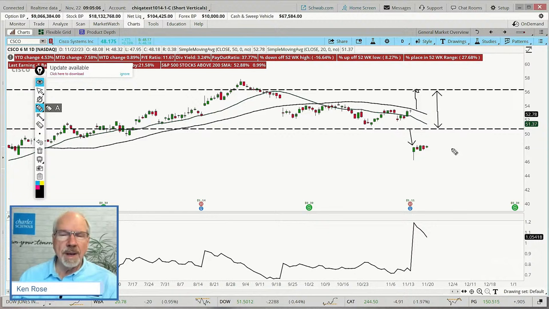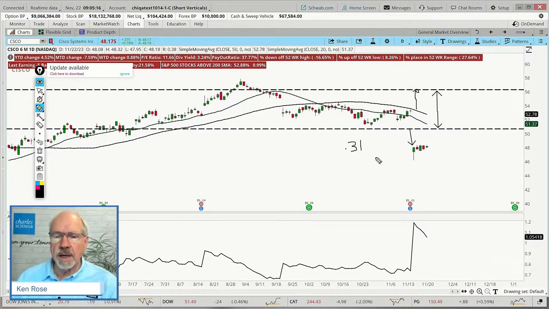But the theoretical maximum loss on this trade, we got a 31 cent credit. The maximum loss on a short vertical that's a dollar wide, and we get a 31 cent credit: you take the distance between the strike prices, which was a dollar, minus the 31, and that gives us a theoretical maximum loss then of 69 cents. In other words, $69 a contract. We only did one contract in here because of the risk related to an earnings announcement.